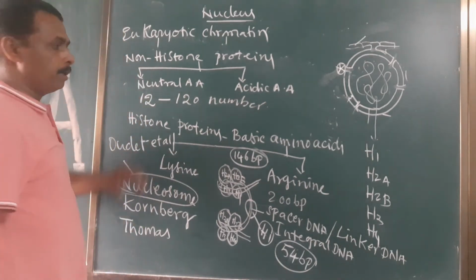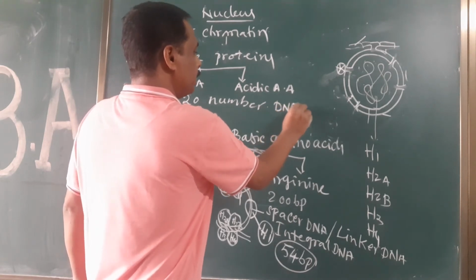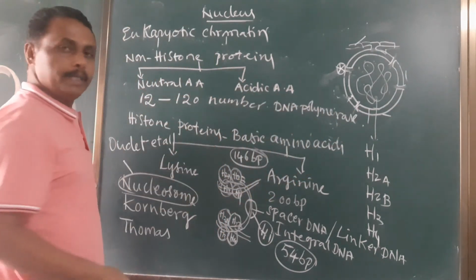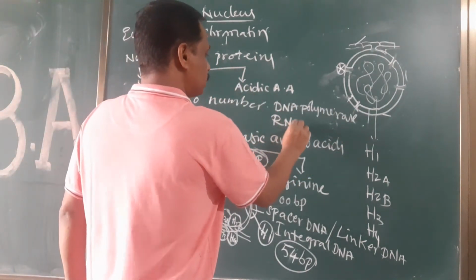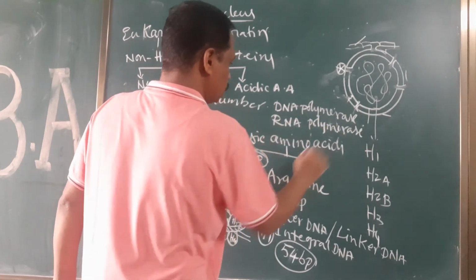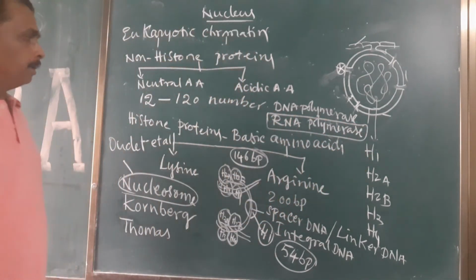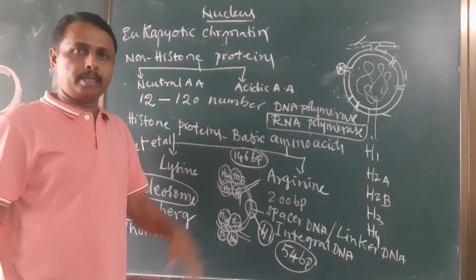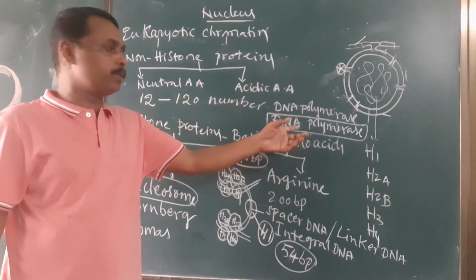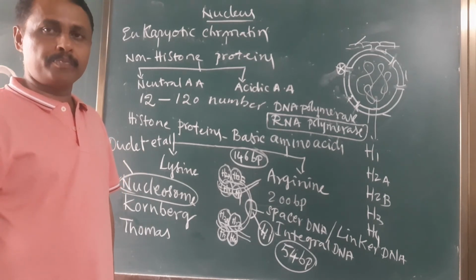Usually, these are present as constituents in enzymes. What are those enzymes? DNA polymerase enzyme. So this DNA polymerase enzyme is composed of non-histone proteins, as well as RNA polymerase enzyme. Out of these two, the RNA polymerase enzyme is a major enzyme which is present in eukaryotic and prokaryotic cells. The abundant non-histone protein enzyme is RNA polymerase enzyme.